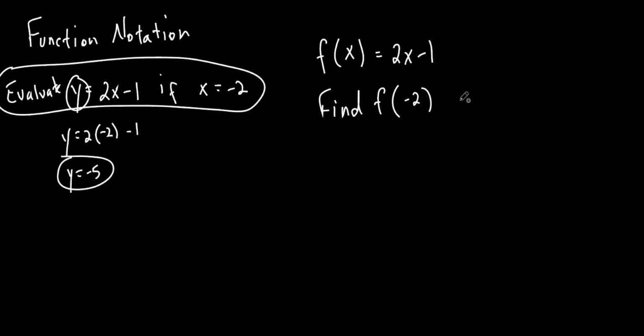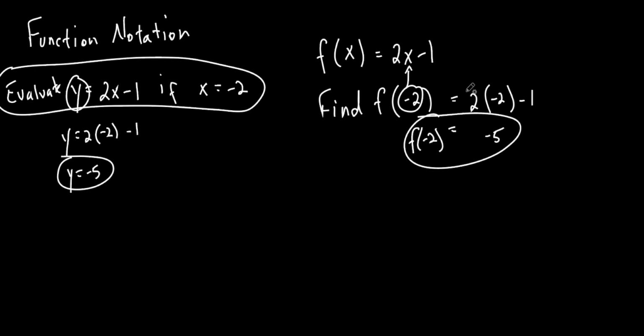So how would I do this? Well, find f of negative 2. All I do is take negative 2 and substitute it in for that x. Everybody see that? Because I changed that x to a negative 2, I'm changing this x to a negative 2. So the math is exactly the same as what we just finished doing. Negative 4 minus 1, negative 5. So there you go. I would say that f of negative 2 is equal to negative 5, instead of saying y equals negative 5.